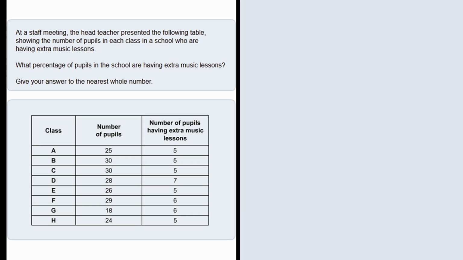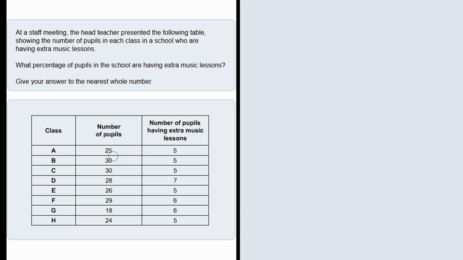Well, the proportion of people in the school having music lessons is going to be the total number of people having music lessons divided by the total number of pupils. So what we first need to do is find the total number of pupils, and we can do that quite easily by adding up all the values in this column here.